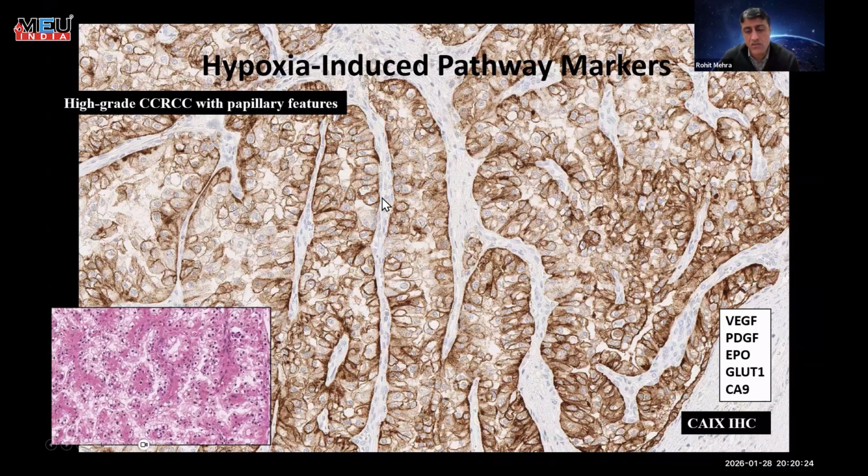Since this kind of tumor is so uncommon, we also did molecular analysis, which showed 3p loss or 3p deletion for this tumor, confirming a clear cell RCC phenotype.